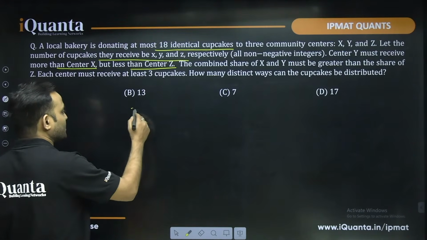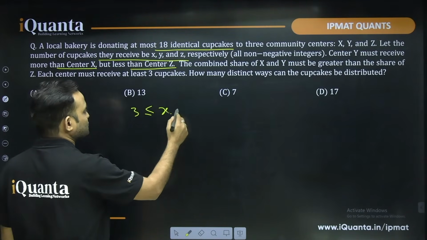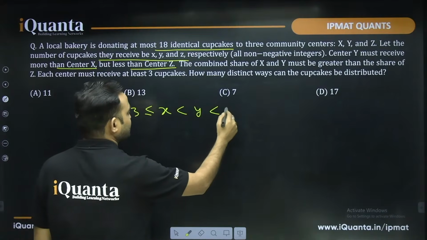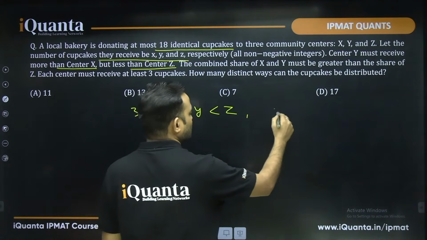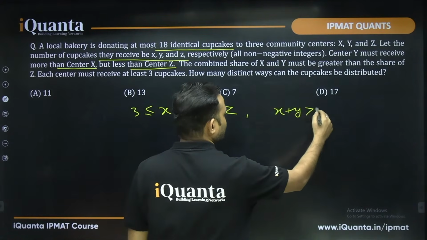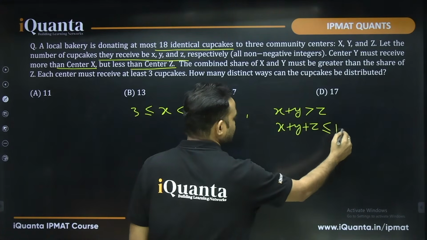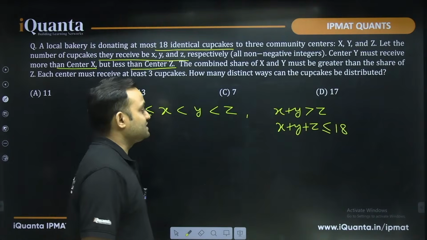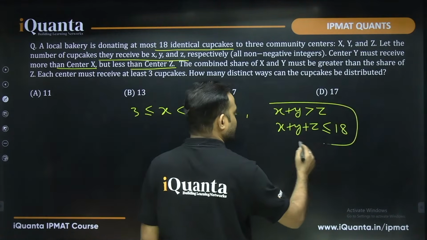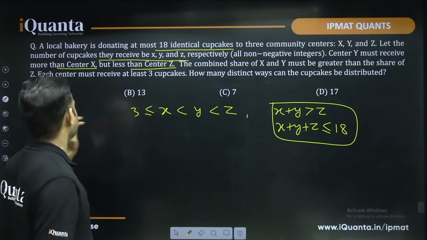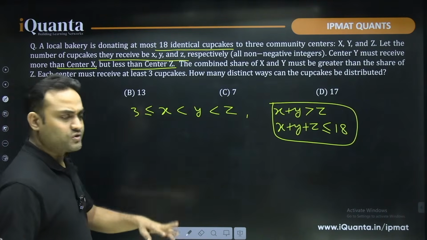So at least 3. X will be smallest, then Y, then Z. And what do we know? That X plus Y should be greater than Z, and X plus Y plus Z should be less than or equal to 18. These are the 2 conditions that we need to take care of. X must be greater than or equal to 3. We can start with 3.